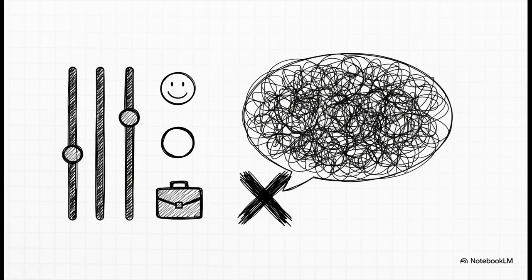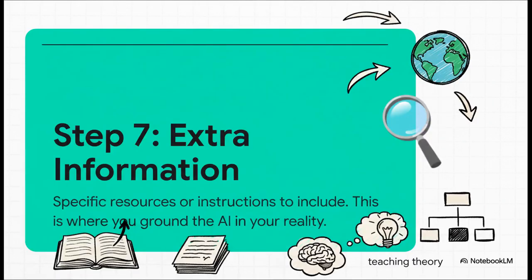By telling it to be encouraging, simple, and professional, and to avoid complex jargon, you're making sure the language is going to connect with those B1 level nervous teachers we defined earlier. See how all the steps are starting to link together now? And finally, step 7, extra information.